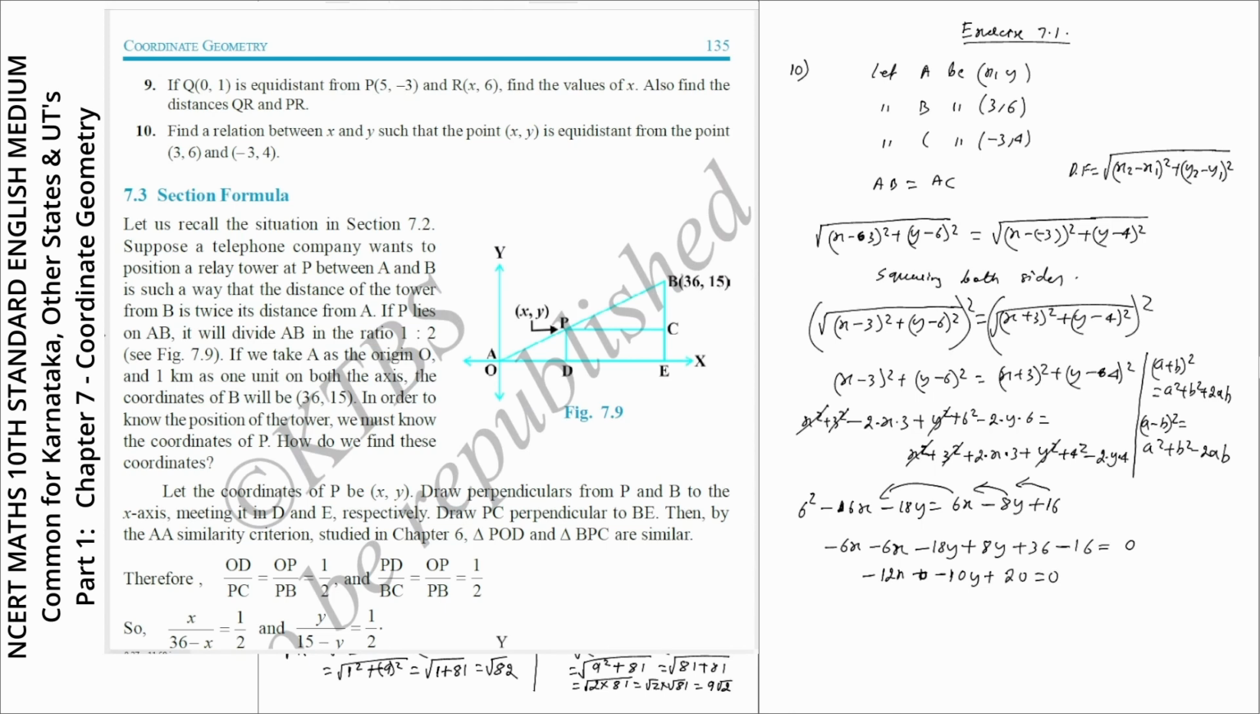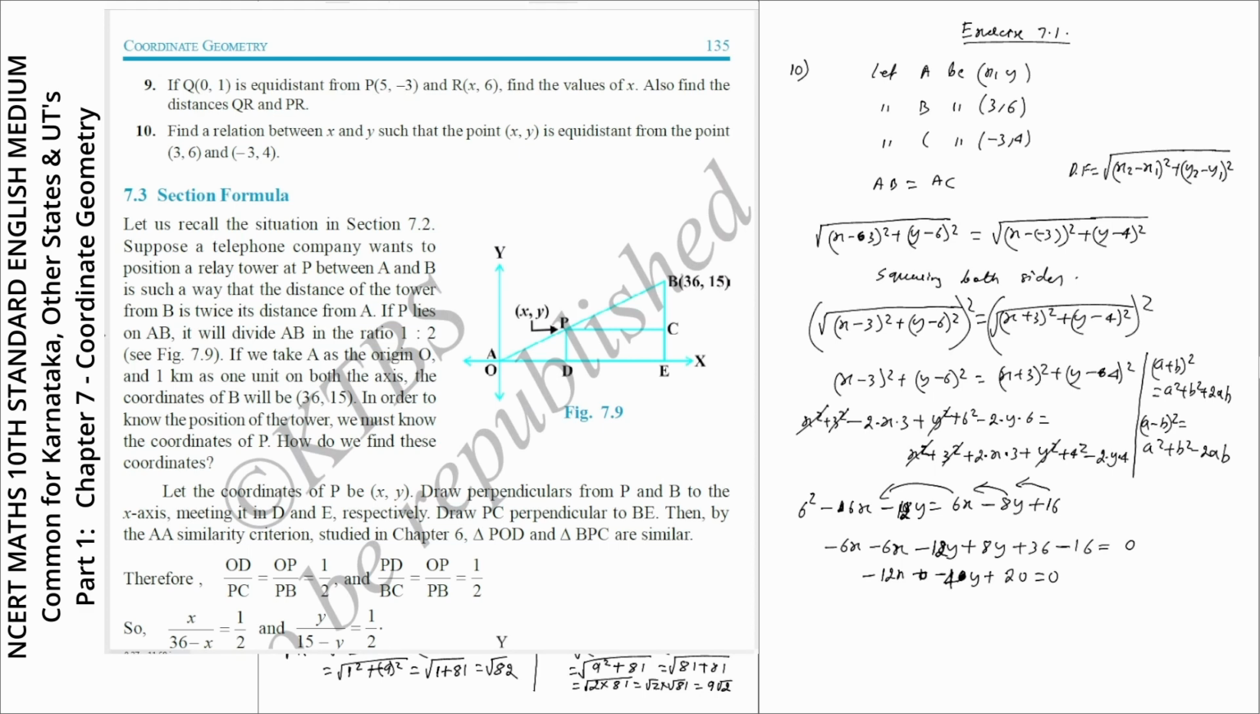Here one small mistake I have made. In the left hand side I will get minus 12y, this is 12y. So minus 12y plus 8y is, I will get minus 4y.